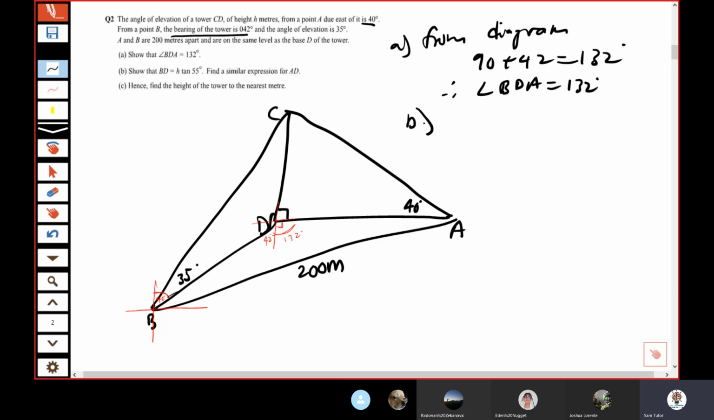Okay, and we know pretty much what's going to happen. It's going to say show this side and this side is something in terms of h, and then eventually you've got to use that for this triangle to find this height h.